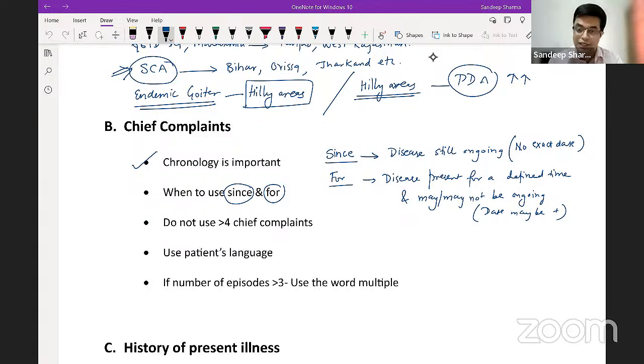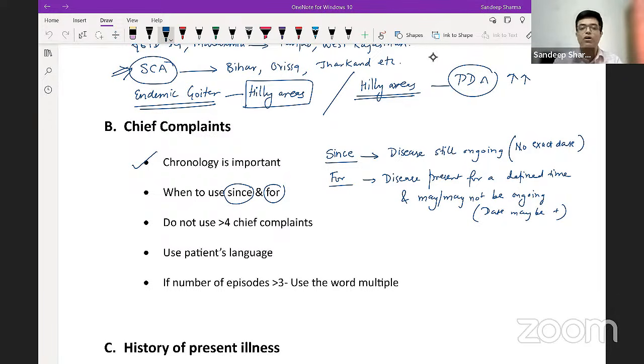Second scenario, same child, I will say the child is malnourished. वो हमारे पास आया. So what will be the chief complaint? Poor gain of weight and height since last 6 months. And the child has also had fever for 4 days, 10 days back. That is the reason why the parents came to medical attention. So there are two chief complaints here. Chronology we followed. Since was used where the disease is still ongoing. For word is used where the disease may or may not be ongoing, and for what time it was present, you may or may not mention it there.